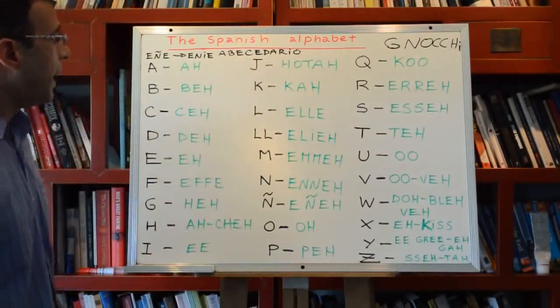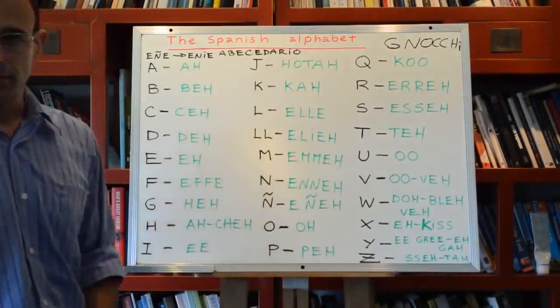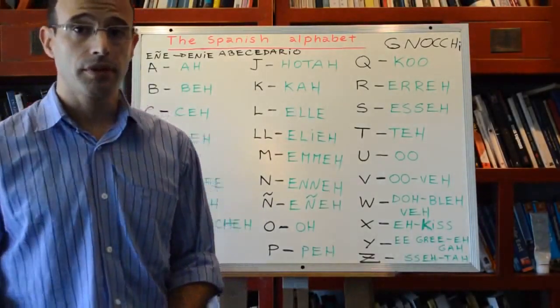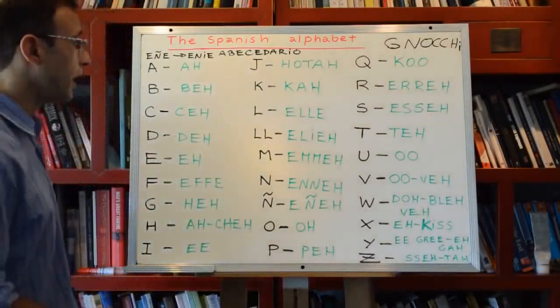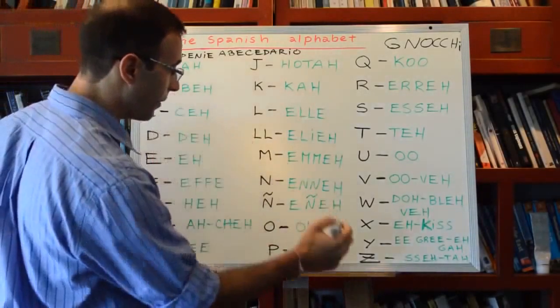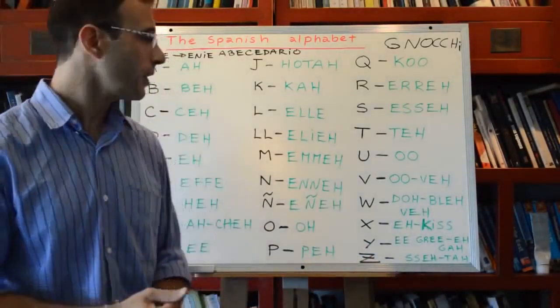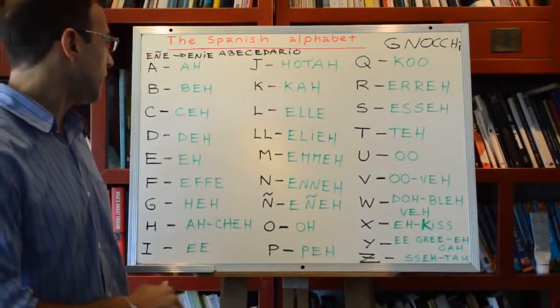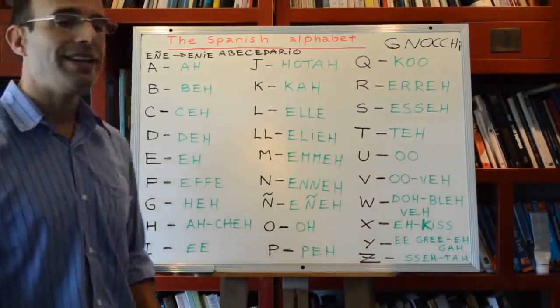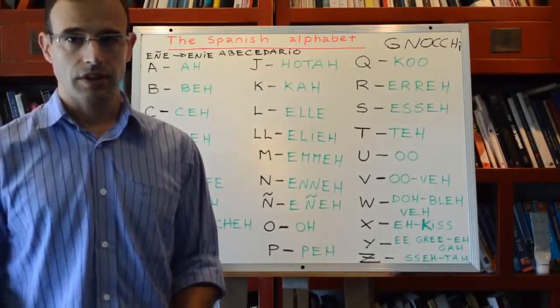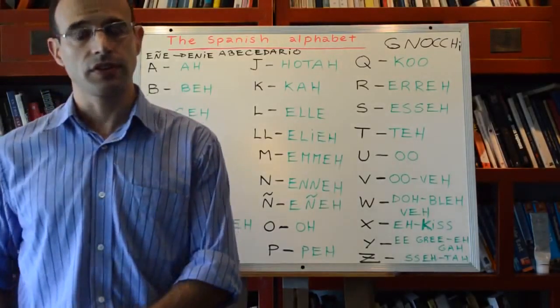Good. Double L in Spanish has a unique pronunciation. Double L is pronounced the same as Y in Spanish. It's also a pronunciation that does not exist in English.